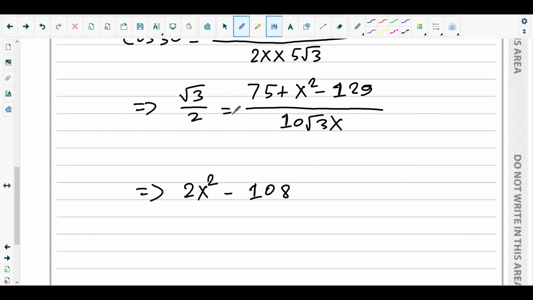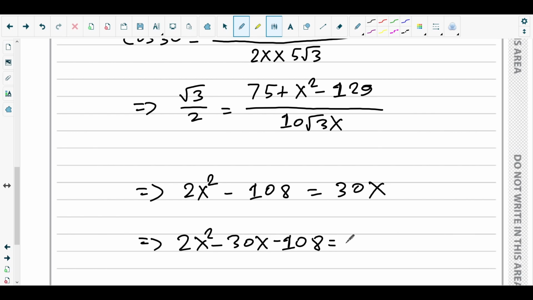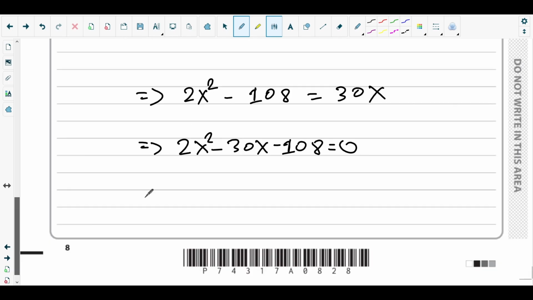Oh, it's negative 54. Okay, negative 54 times 2, that is negative 108. This is equal to what? Square root of 3 times square root of 3, that would be 3. So that 3 times 10 is 30x. Now take all the terms on the same side. So what will you get? 30x minus 108 equals 0. Now divide both sides by 2.